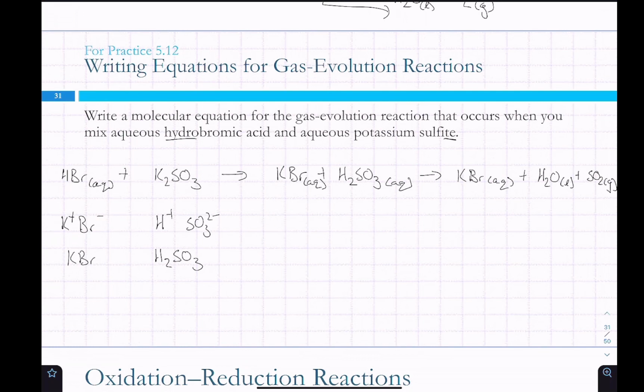Now we'll balance it. You can really balance it. Maybe we should have balanced it at the second step. Really, either way. Actually, no, I think it is easier to balance. So if we balance this middle one, then the KBr stays the same. We'll just change if there's a coefficient on H2SO3. That'll change the number of H2O and SO2. So what do I need to balance? What coefficient does that need?